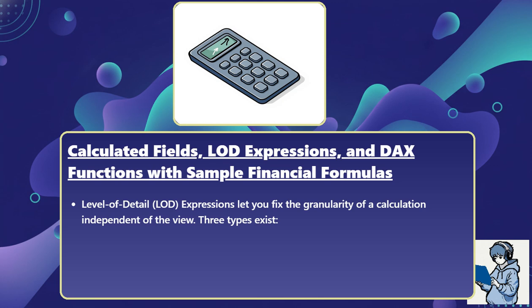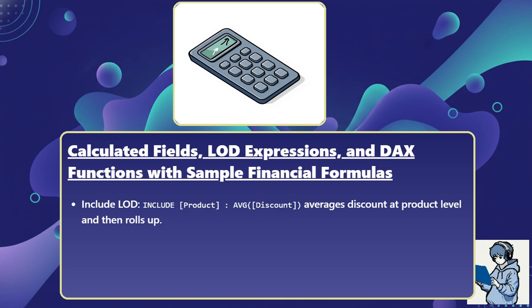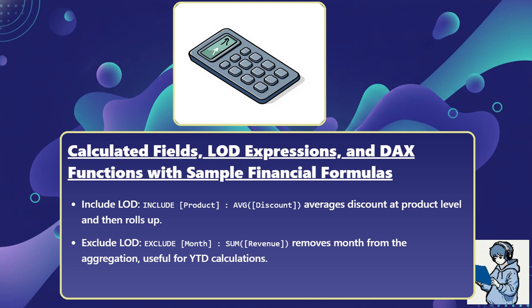Three types exist. Fixed LOD, fixed region: sum of sales gives sales per region even if your visual breaks down by product. Include LOD, include product: average of discount averages discount at product level and then rolls up. Exclude LOD, exclude month: sum of revenue removes month from the aggregation, useful for year-to-date calculations.